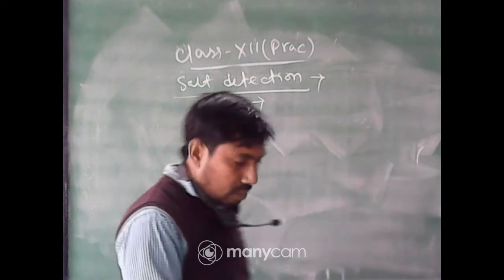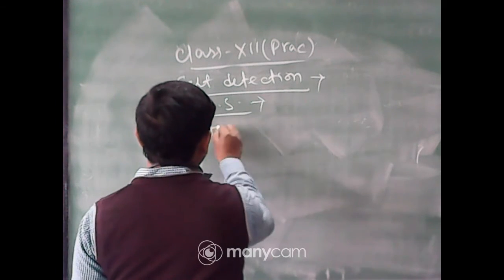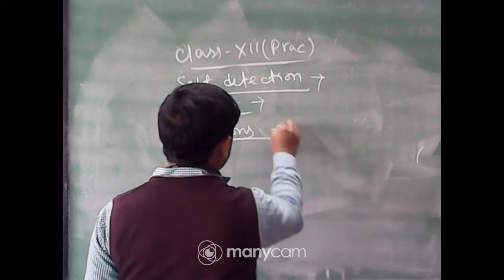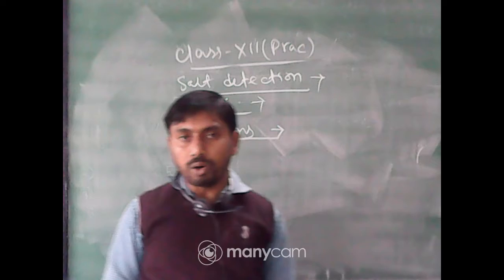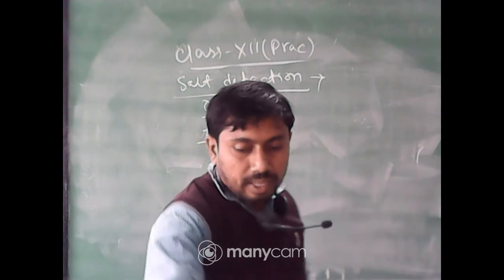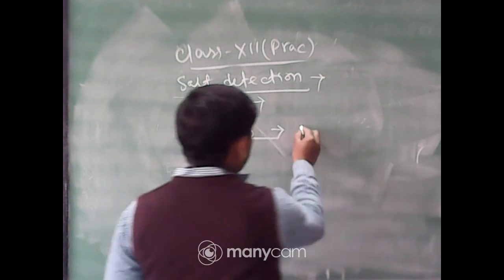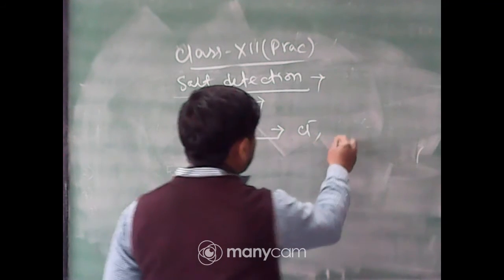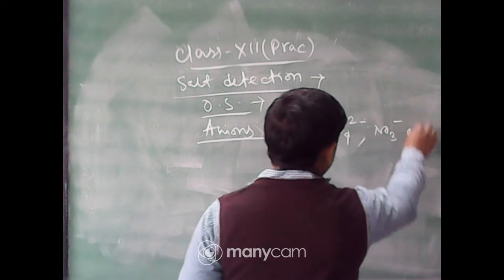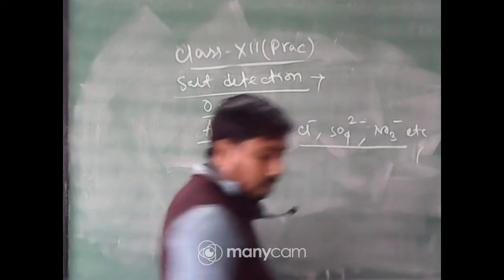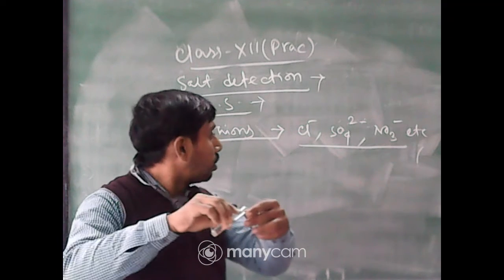Now the first test is for anions. As the tests are done in a wet manner, this is the wet test. We will take the OS and then the proper reagent. In the wet test, we will test for the halides, basically the chlorides, the sulphates, and the nitrate. These three anions are very common in your exam. So first, the test for chloride.